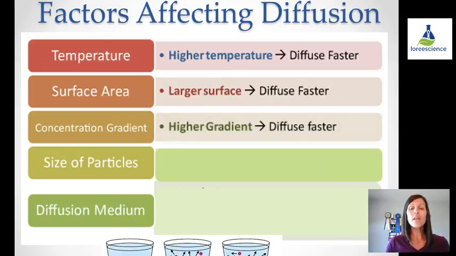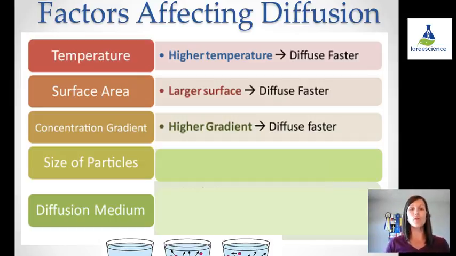Concentration gradient. The higher the gradient, the faster something is going to diffuse. That's saying that diffusion is always going to happen from an area of high to low concentration, but the bigger the difference between that high and low, the faster it's going to happen. Let's say there's a 1% difference between high and low concentration; it's going to happen pretty slowly. But if there is, say, a 100% difference between high and low concentration, that diffusion is going to happen a lot more rapidly.